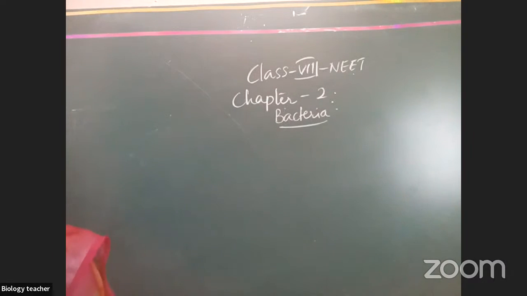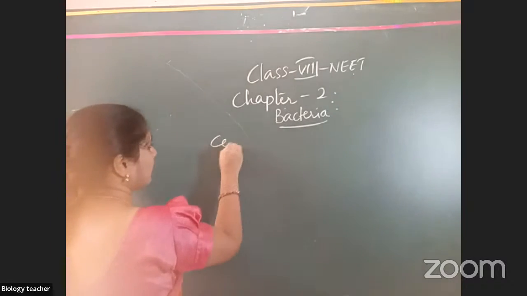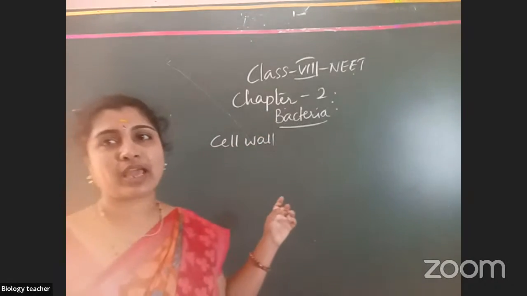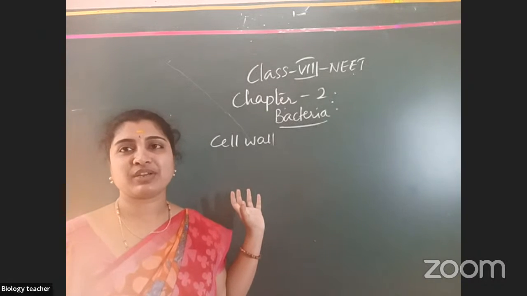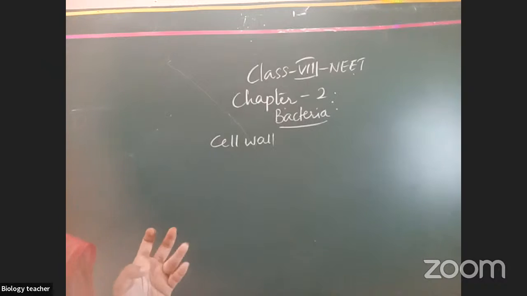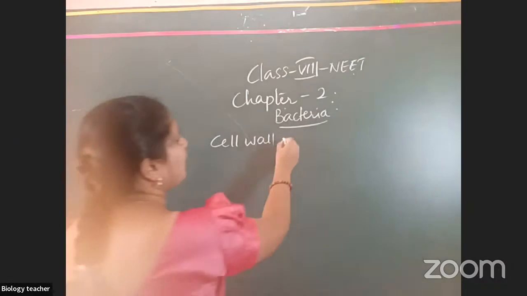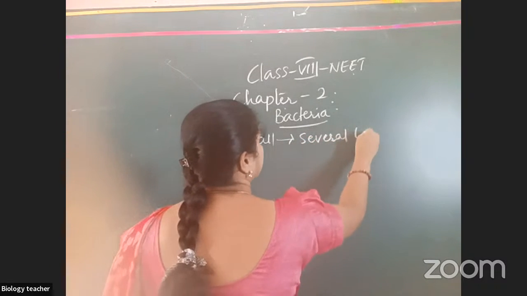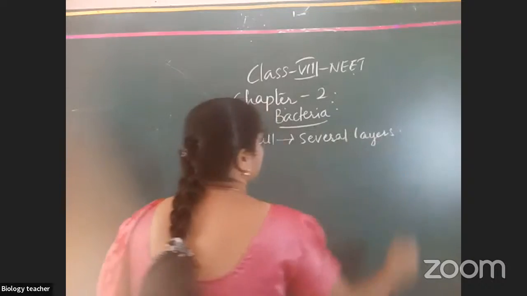Okay, structure and function of bacteria. Mainly, bacteria contain a cell wall. Bacteria is a prokaryote, we already discussed that in the previous class. So what does it contain? Cell wall. And it is made up of several layers.